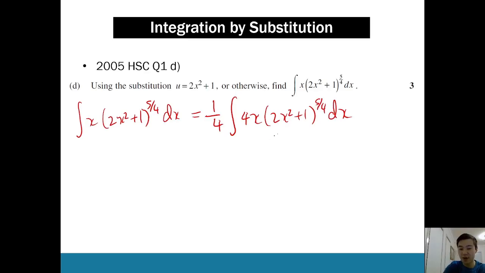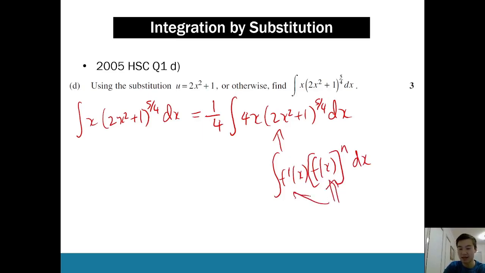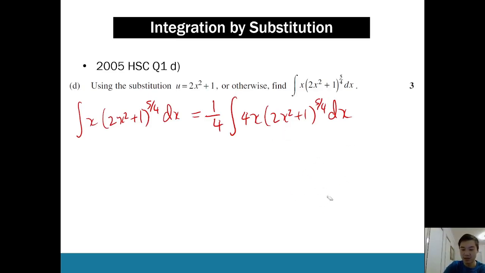And now this is in the perfect form. This is in the perfect form f dash of x times f of x to the power of n, which you'll be able to see on your reference sheet. This is the reverse chain rule form where the derivative of the function inside is already on the outside. And now you can just directly integrate this whole thing. And this will be 1 over 4. I'll raise this to the power of 1.